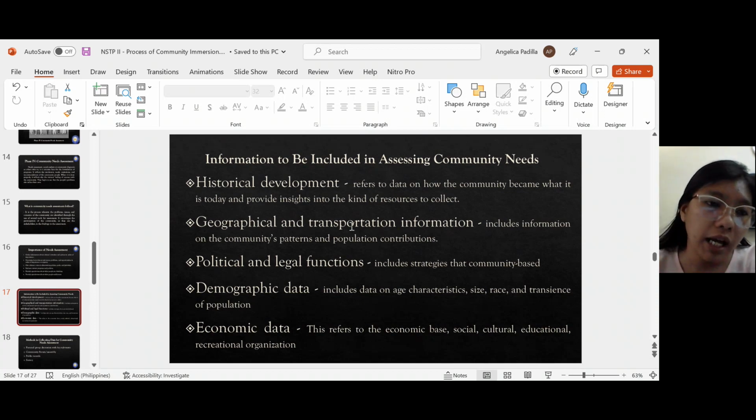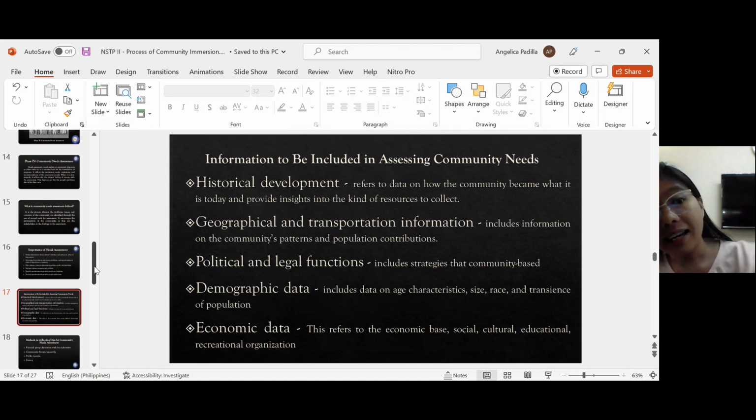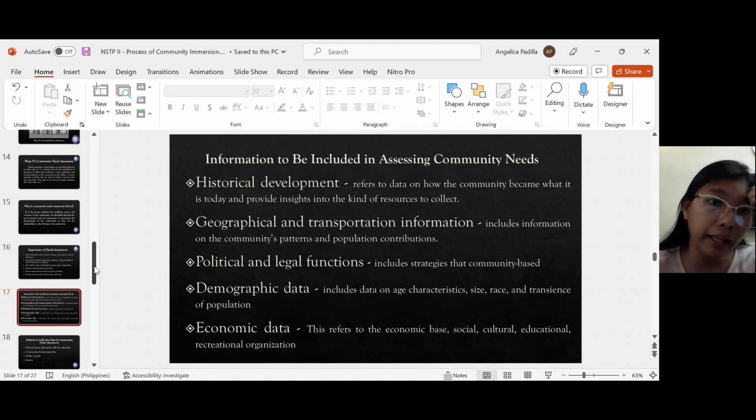Medyo hindi madaling gumawa ng survey kasi dapat valid siya. Valid and reliable para yung result ay valid din. Kasi kapag mali yung construction of questionnaire mo, kahit ano man ang makuha mong result, hindi siya valid, hindi siya reliable, hindi mo siya pwedeng pagbasihan ng i-implement mong project. So it's very important that we discuss this thoroughly at face-to-face.